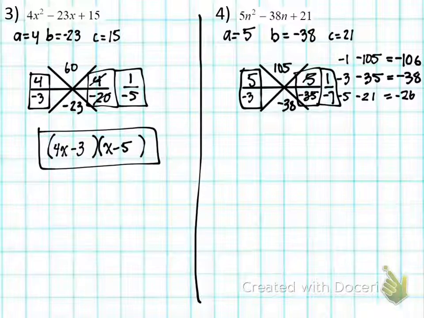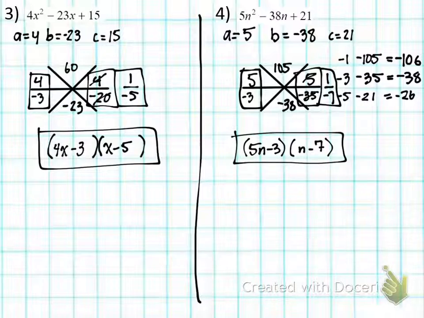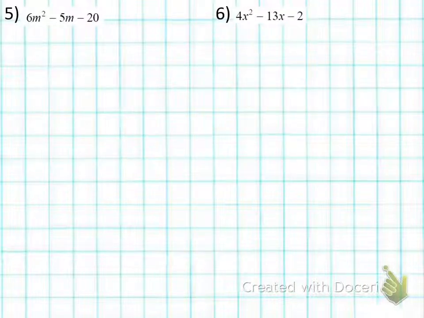All right, so the answer here, you're just supposed to make two parentheses. It's going to be 5n minus 3 times the quantity of 1n minus 7, or n minus 7. Okay? Any questions on number 4? No. Okay, good. Next one, number 5.